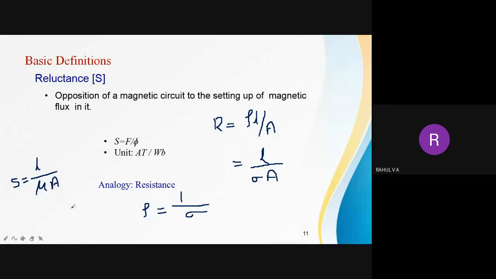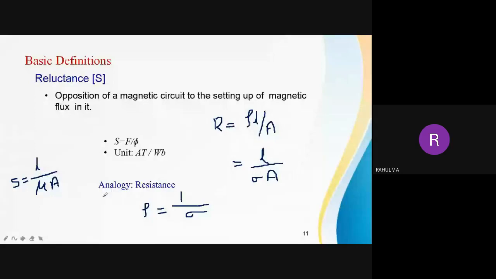So I can write an equation for S, reluctance. In terms of an equation, resistance R is equal to rho L by A, and I can write reluctance S as L by mu A, where mu is the permeability. So both equations are the same.